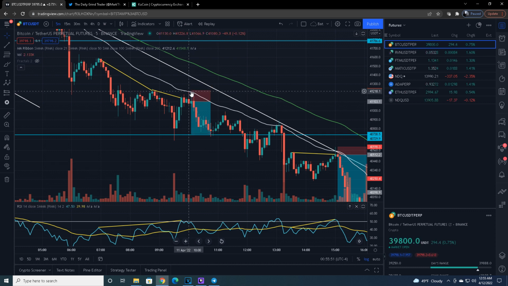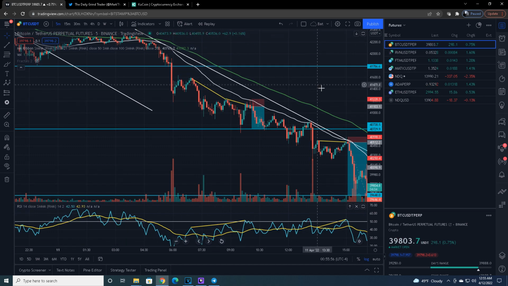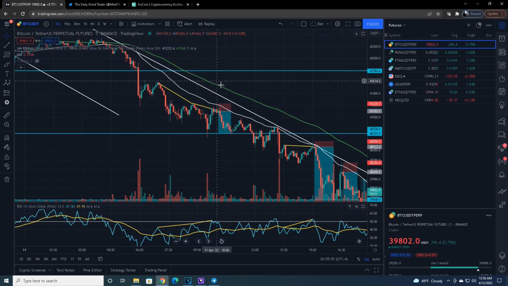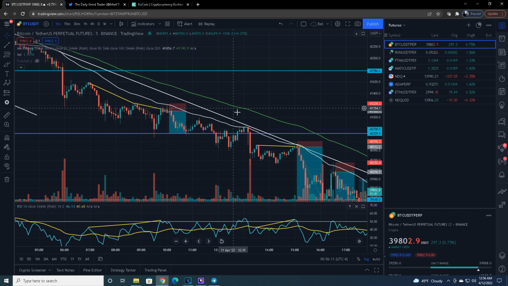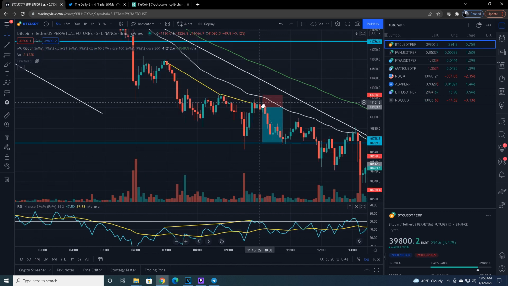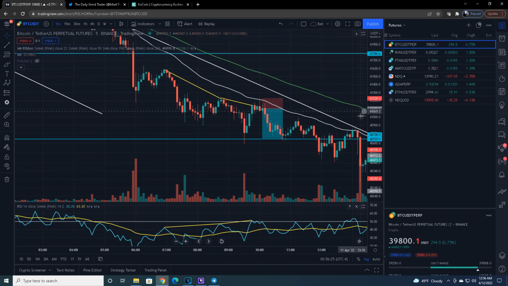We want a rejection off of the 21 moving average. Now it may not always be the 21. Sometimes the trend will be slightly less defined, and that might be the 50 that the trend reverses off of. But as of right now, it's the 21 that hit over and over and over again on this current trend. So the 21 rejected. Now with this rejection, I sold the very next candle. So my sell order was in here.